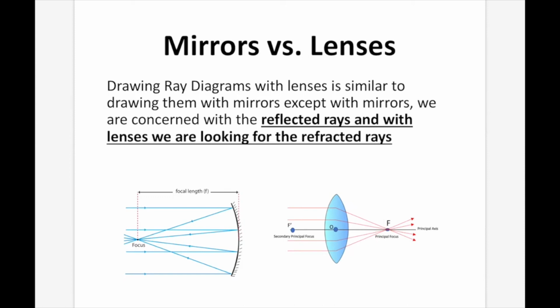Mirrors versus lenses. Drawing ray diagrams with lenses is similar to drawing them with mirrors, except with mirrors, we are concerned with the reflected rays, and with lenses, we're looking for the refracted rays.